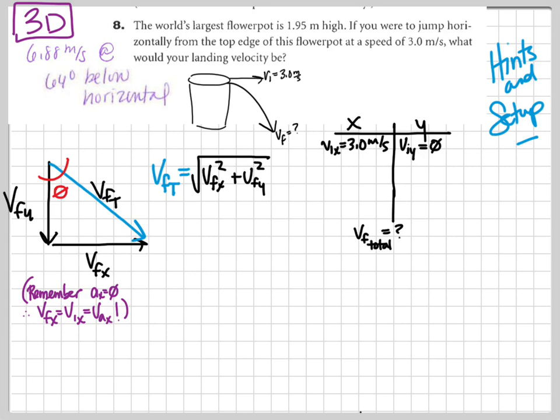So that first picture, the flower pot, because it's a weird question, let's draw the picture. VI is 3.0 meters per second. That's all on the x-axis because the jump is horizontal. And we're looking for VF. Now that is VF total.